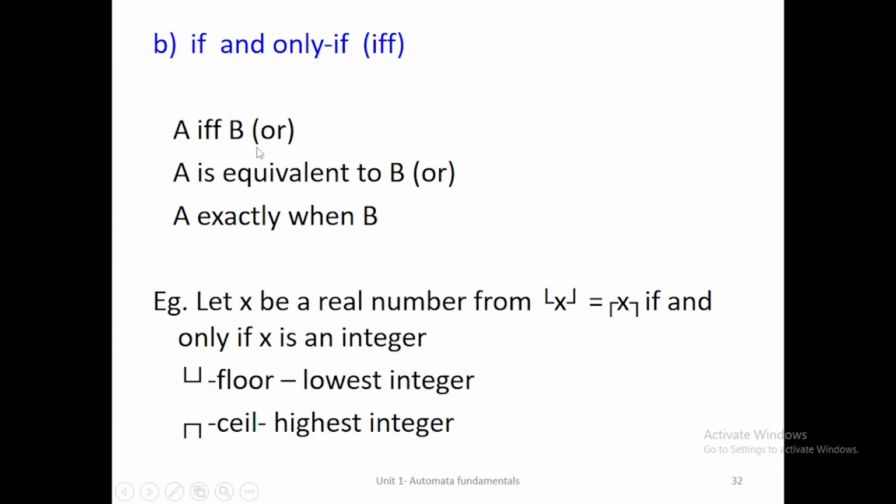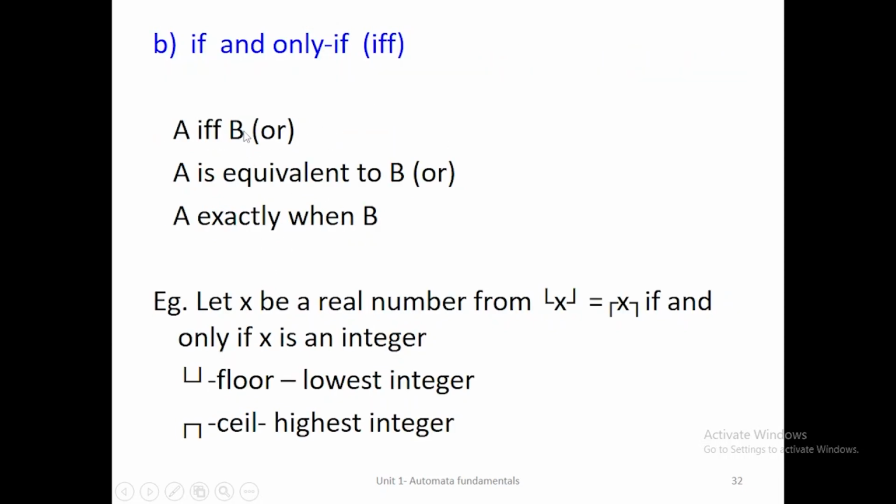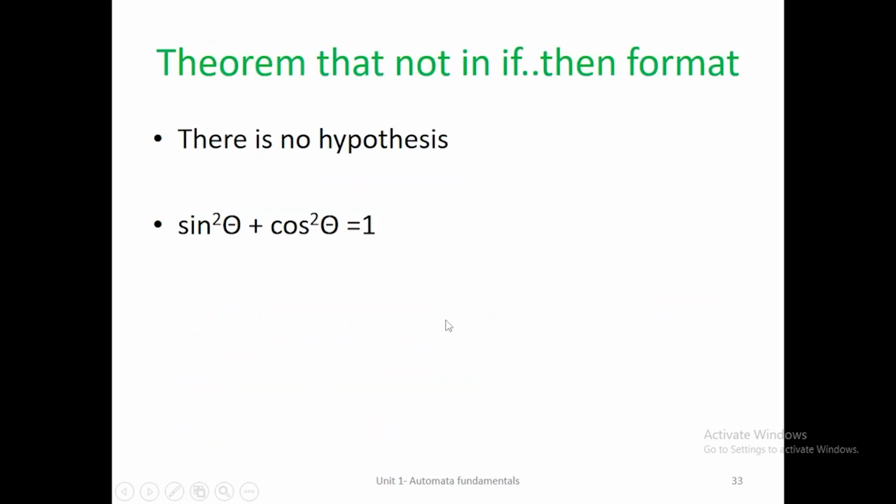And another formation is if and only if. If and only if means we should prove 2 categories. The first condition is if A then B. We should prove the first formation. The second formation is if B then A. If those 2 statements hold, then only can we say the statement as A if and only if B. So this is the example for the real one.